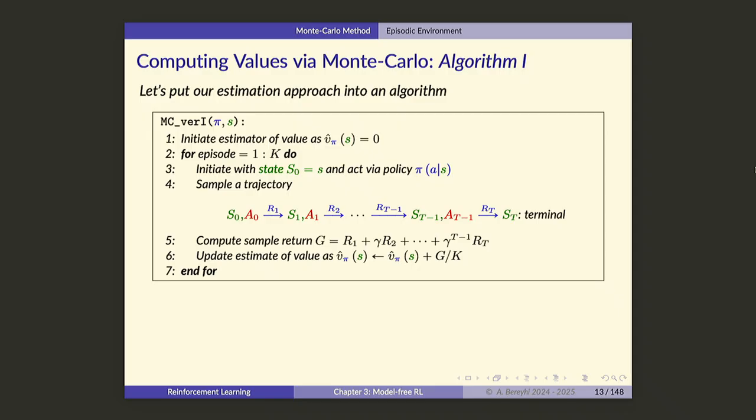This is going to be one episode. And then once you finish this episode, you are going to collect your sample return, and then you are going to add it up to your value function, right? You are going to average all the samples that you had, and you're going to take this as the estimate of your value function at the state S. Everybody's clear? Questions?